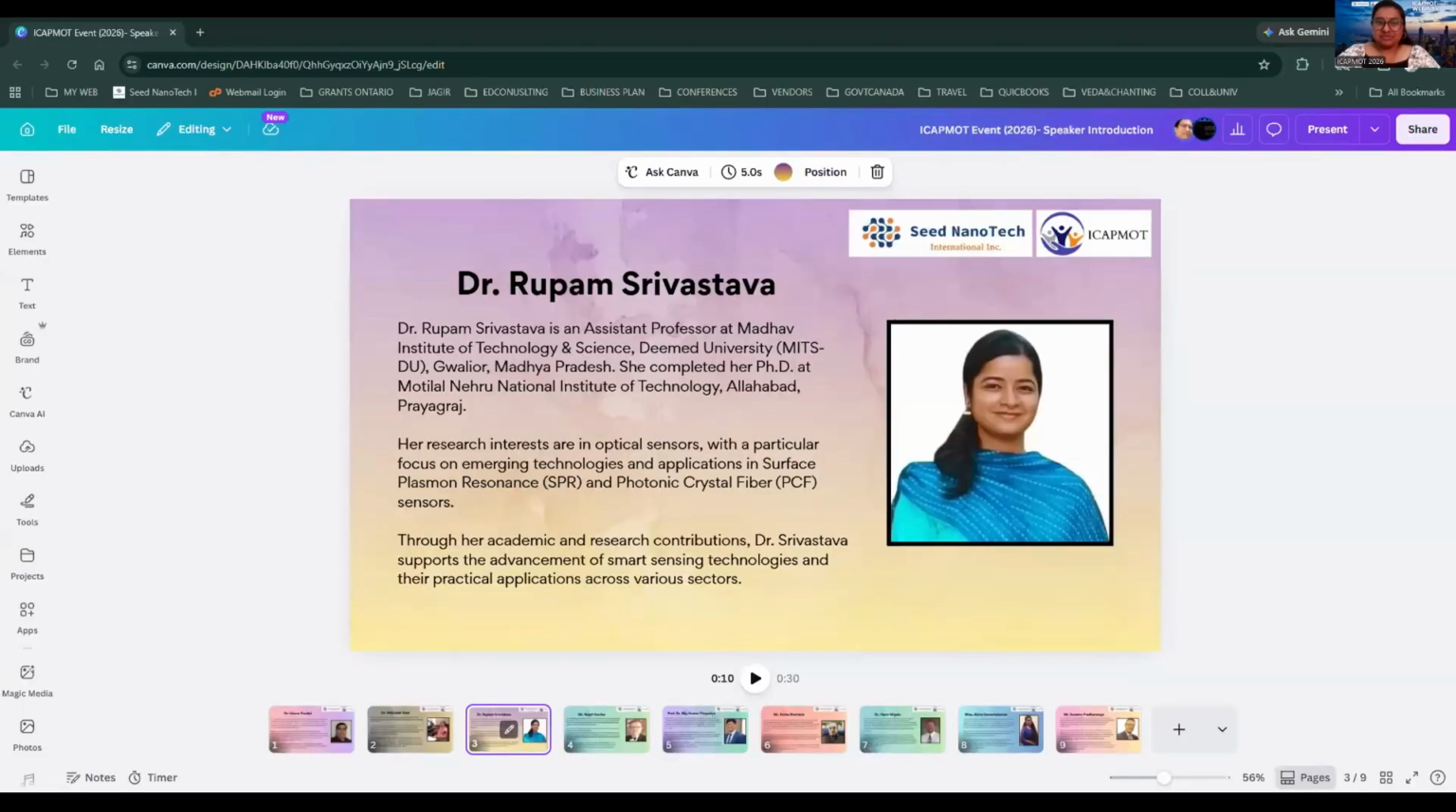So here we have Dr. Rupam Srivastava, who's an assistant professor at Madhav Institute of Technology and Science, located in Madhya Pradesh. She has completed her PhD at Motilal Nehru National Institute of Technology, Allahabad, Prayagraj. Her main research interests include optical sensors, with a particular focus on emerging technologies related to surface plasmon resonance and photonic crystal fiber. She has many academic and research contributions, mainly supporting the advancement of smart sensing technologies and their practical applications across various sectors.